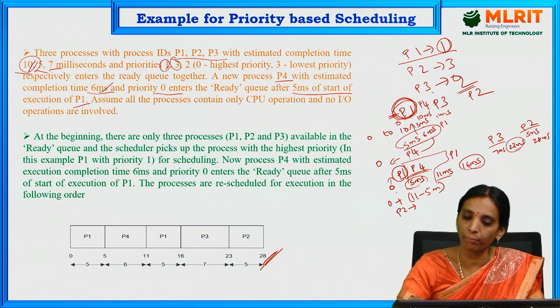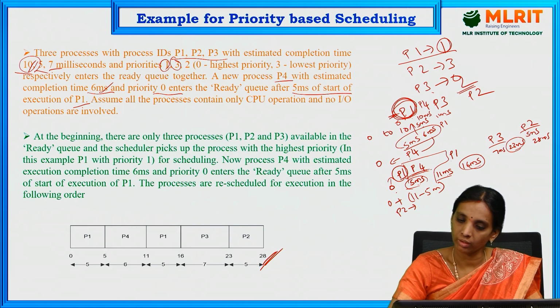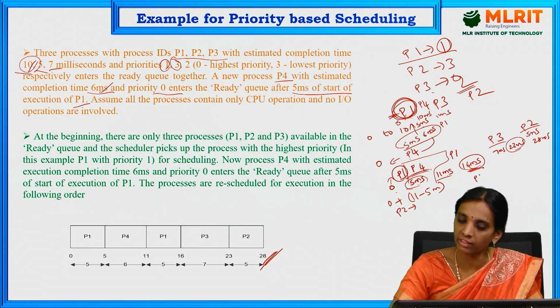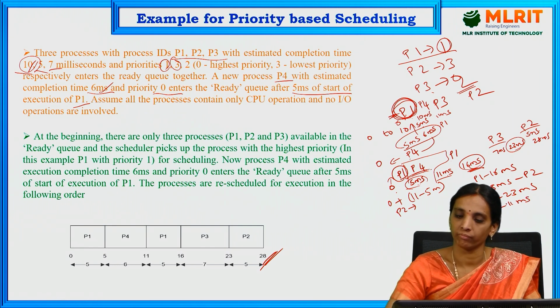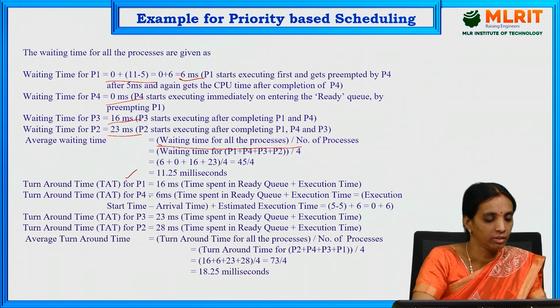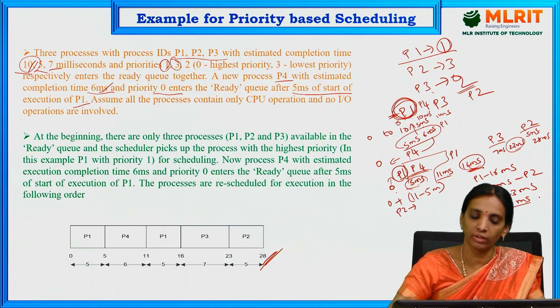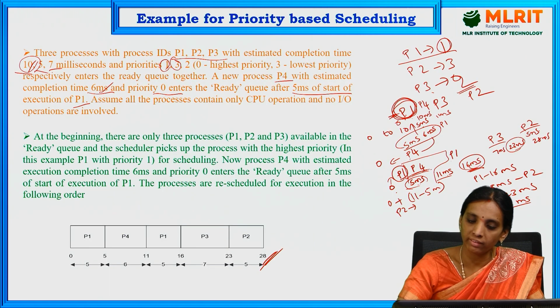So, the turnaround time for P1: P1 completed by 16 milliseconds. Therefore, the turnaround time for P1 is 16 milliseconds, P2 is 28 milliseconds, P3 is 23 milliseconds. P4 is completed by 11 milliseconds. For P4, the waiting time or the starting time is 0 milliseconds. Therefore, it takes only 6 milliseconds for its completion.